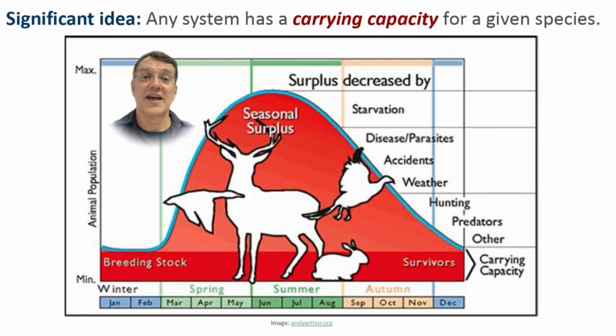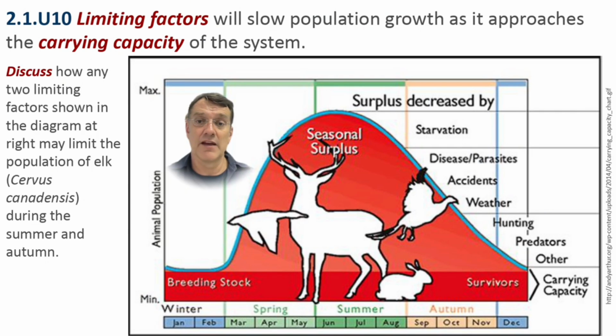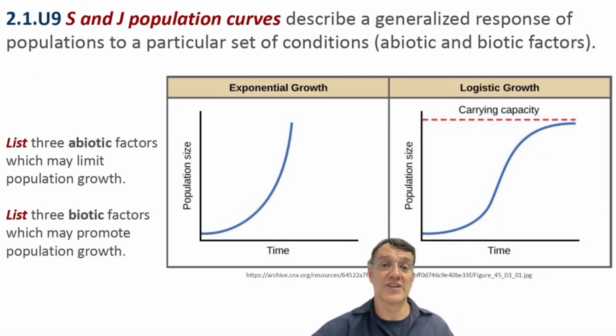Every ecosystem has a carrying capacity for a given species, the maximum population size that can be sustainably supported by the available resources. This diagram illustrates how animal populations fluctuate seasonally, with various factors keeping the population below carrying capacity. When populations exceed carrying capacity, resources become scarce, leading to increased mortality through starvation, disease, and other factors. Population growth curves can take two shapes, an S curve or a J curve.